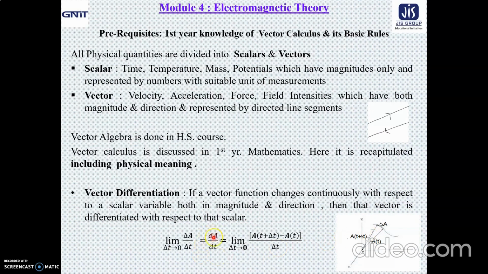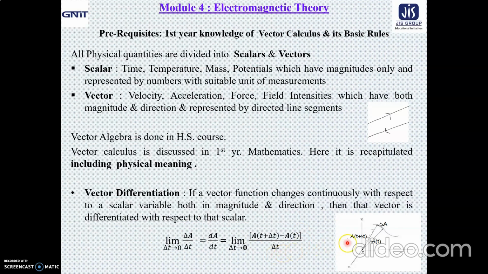That means dA/dt. Mind it, all vectors I will consider here in terms of the bold letter, and the scalar the regular one. So dA/dt means differentiation of vector A with respect to t, the time scalar one. It is written as limit of delta t tends to 0 of delta A by delta t, equal to limit of delta t tends to 0 of A at t plus delta t minus A at t, by delta t.